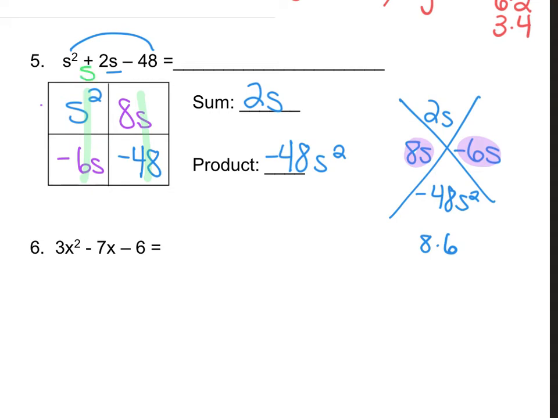So they have an s in common, 8s minus 48. They have a positive 8 in common. Remember, even though there's a negative on that 48, it is not closest to the outside of the box, so I am not going to pull it out. So then I'm going to row factor. S squared and 8s have an s in common. Now I'll pull out that negative. They have a negative 6 in common. So my factors are s plus 8 and s minus 6.